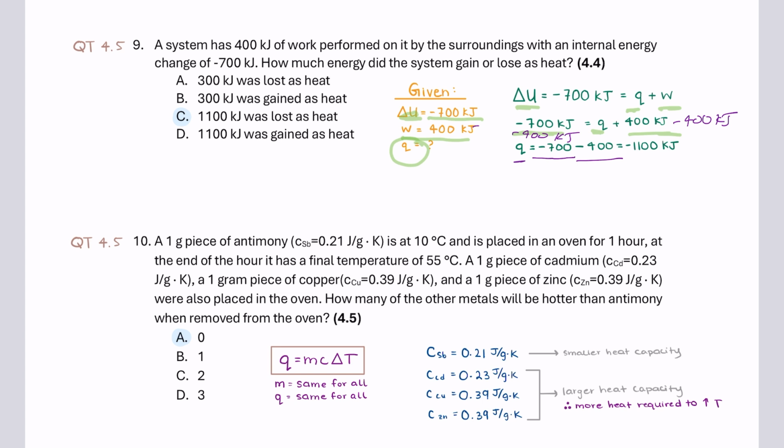So what does that mean? A negative value for Q means that the system lost heat. Specifically, the system lost 1,100 kilojoules of energy as heat. That matches answer choice C.